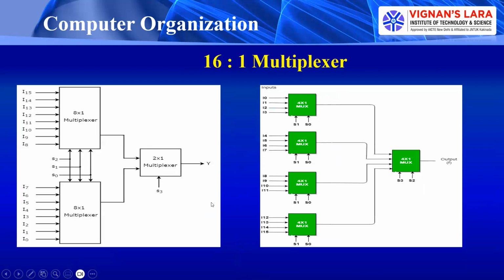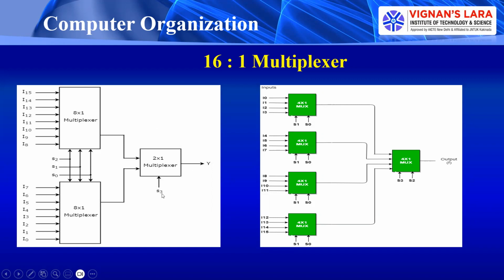In a similar way, for realization of a 16 by 1 multiplexer, I use two 8 by 1 multiplexers. For the 16 to 1 multiplexer, I have 16 inputs, 4 selection lines, and 1 output. The 4 selection lines are S3, S2, S1, S0, the output is Y, and the inputs are I0 to I15. For the first multiplexer, I connect inputs I0 to I7. For the second multiplexer, I connect I8 to I15. Based on the combination on S2, S1, S0, I select these inputs and they reach the last stage 2 by 1 mux.